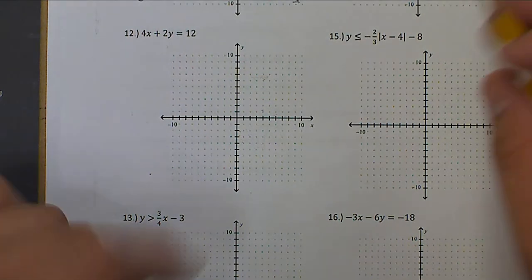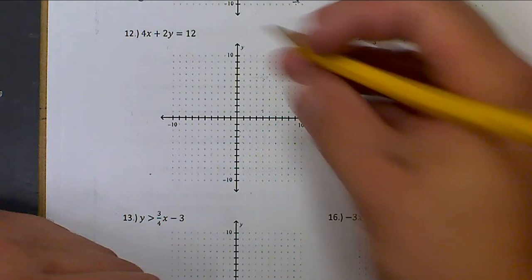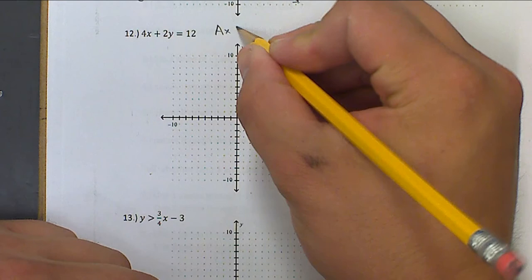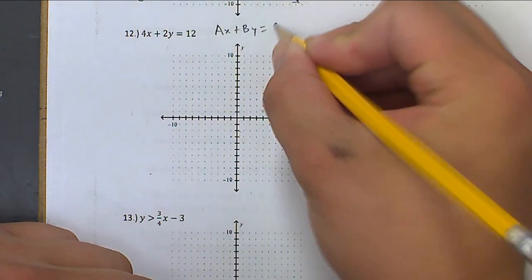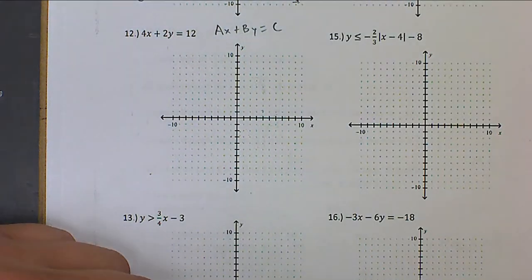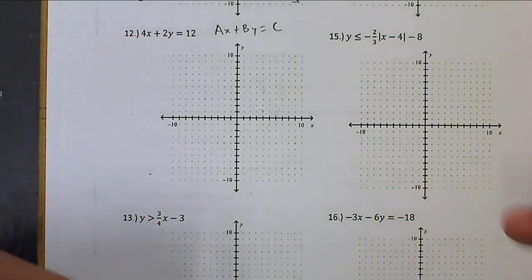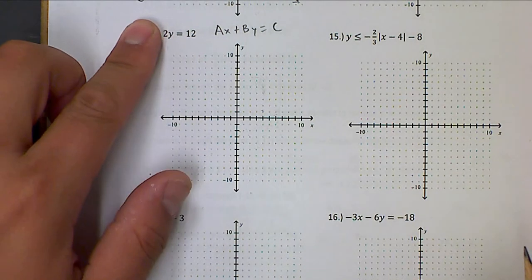12 is a linear equation, however it's in standard form. Standard form is ax plus by is equal to c. And one easy way to graph this line is to find the x and y intercepts. The y-intercept is when x equals 0. X-intercept is when y equals 0. So what I do is the cover-up method. You can cover up x to look for the y-intercept.